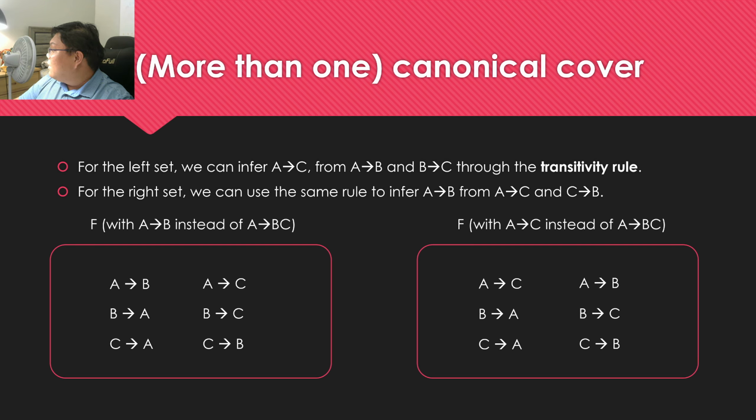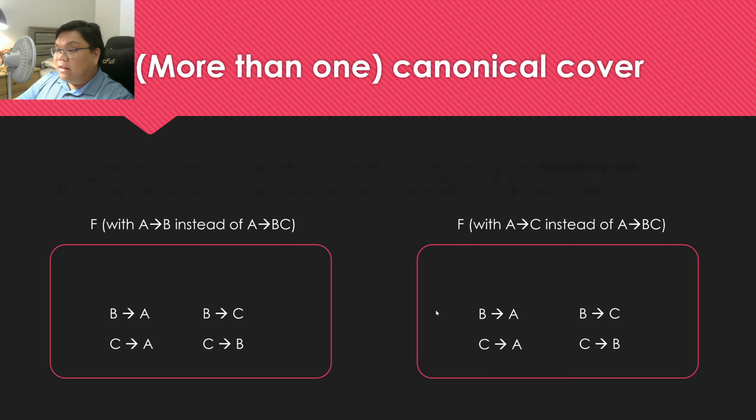And then, here's what we can do next. We can apply the union rule to A determines B and A determines C in the left set, and A determines C and A determines B on the right set. That means we were able to infer A determines BC in the left set using all the remaining functional dependencies, and we were able to infer A determines BC from the remaining functional dependencies in the right set.